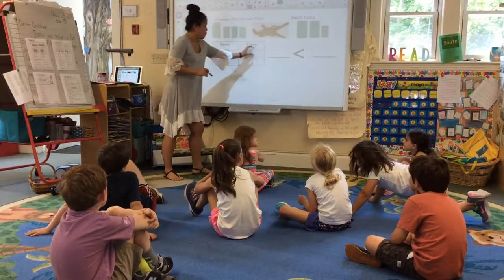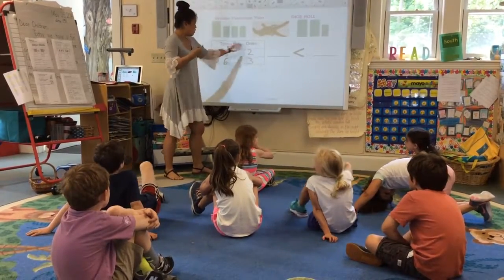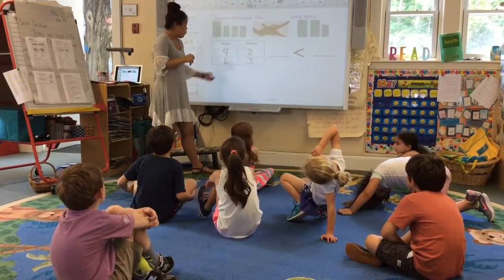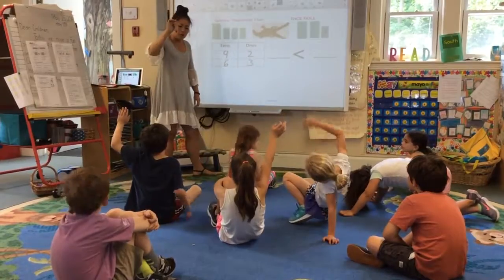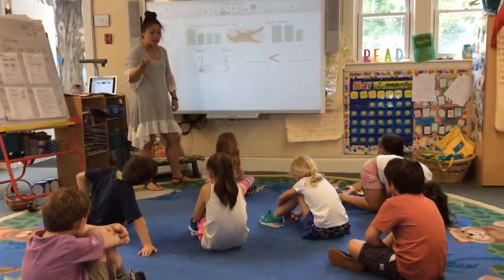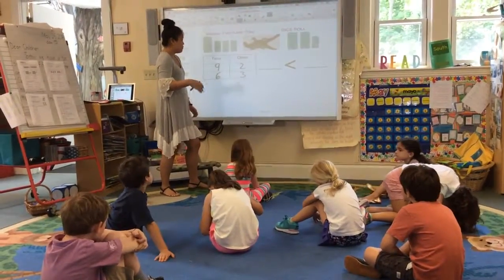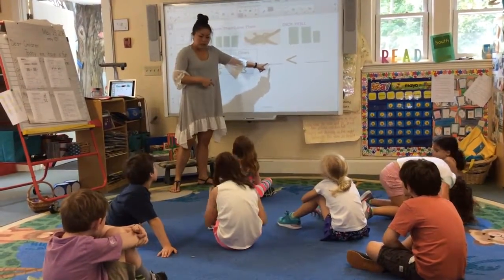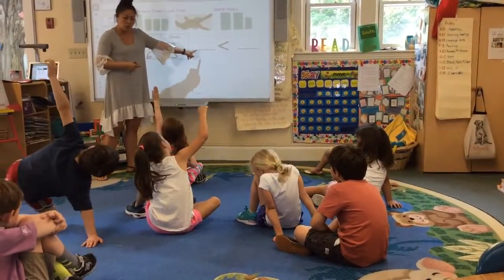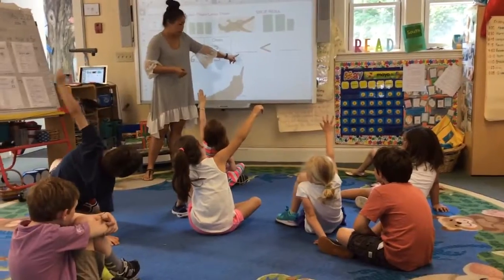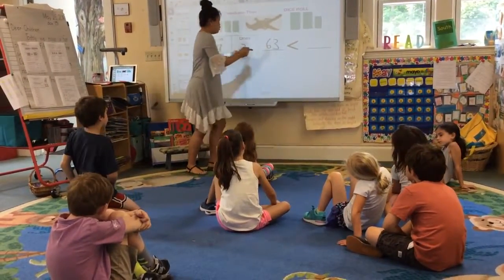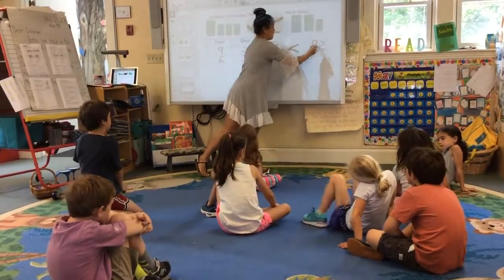What are my two numbers together? 9 10s and 2 1s is what number? Christopher? 92. And what number is 6 10s and 3 1s? Lily? 63. So, this is where I have to figure out which goes where. What's going to go here? Which number? Lori, can you sit up, please? Which number is going to go here? Emma, what do you think? 63, which means 92 is going to have to go here.